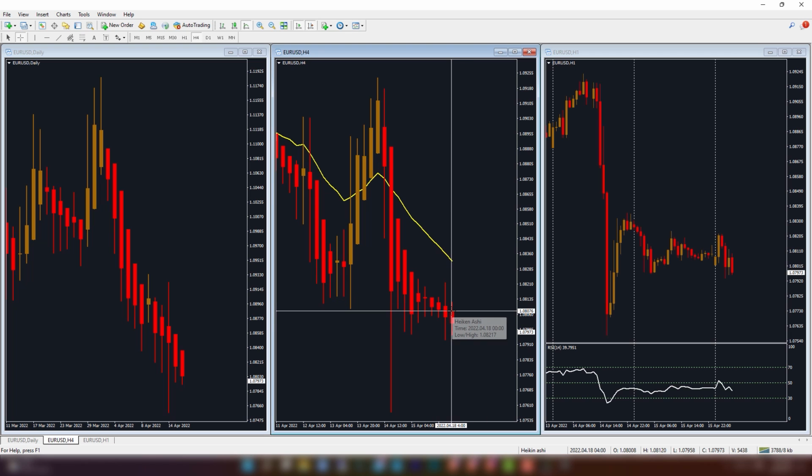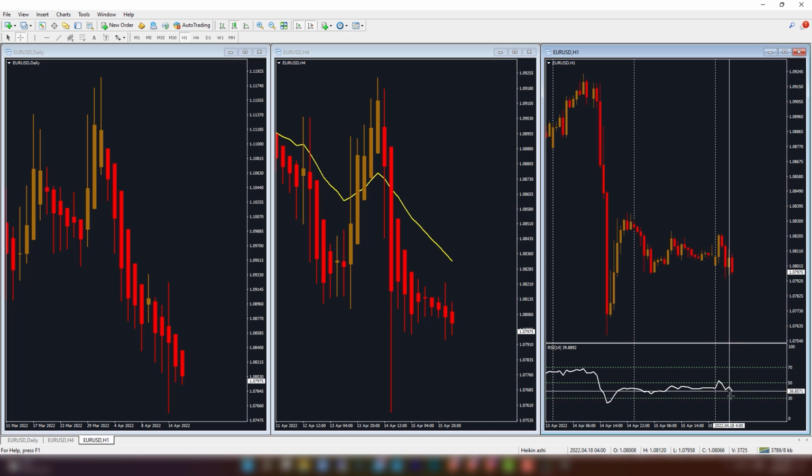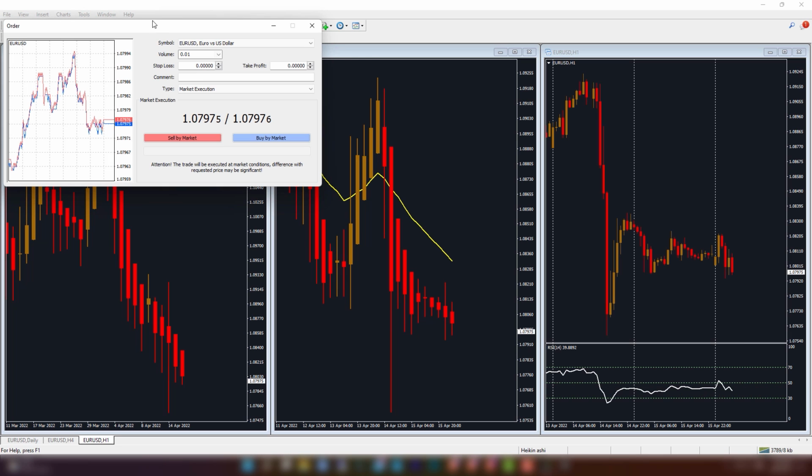The 4-hour candle closed below the exponential moving average. This time frame also confirms the signal. Let's go to the 1-hour chart. The RSI line is below the 50 level, so all 3 time frames are signaling a sell trade. I'm gonna go ahead and put the trade.